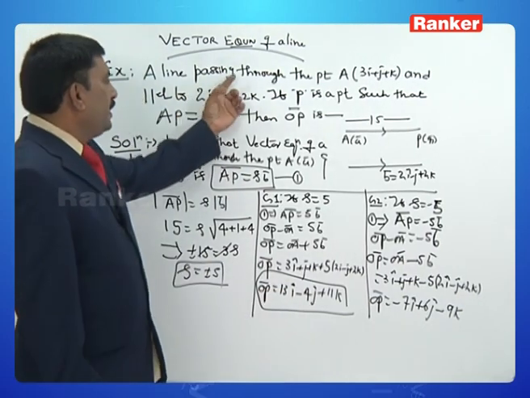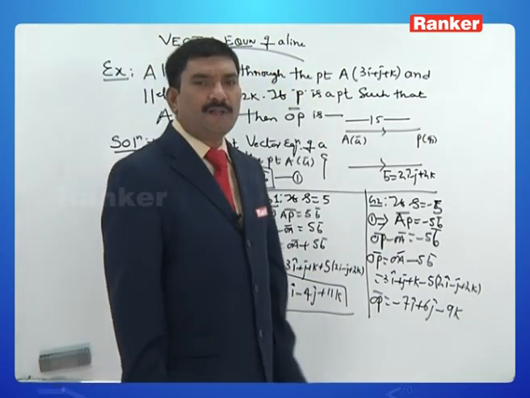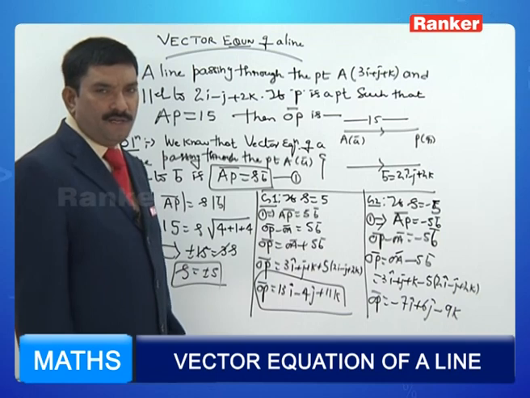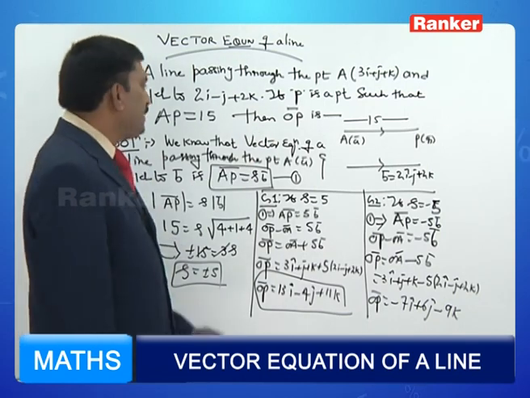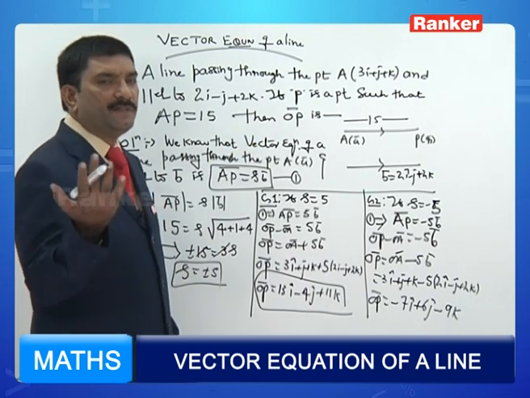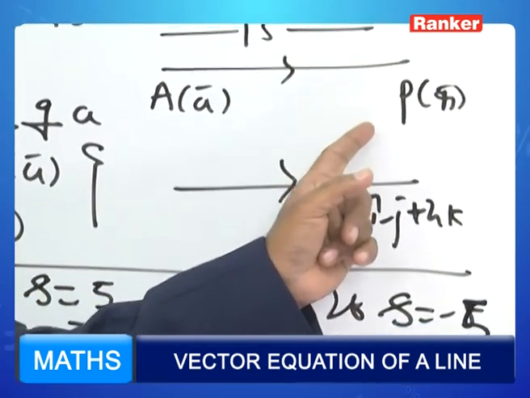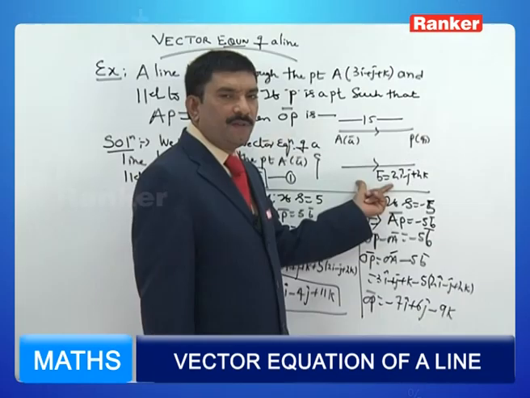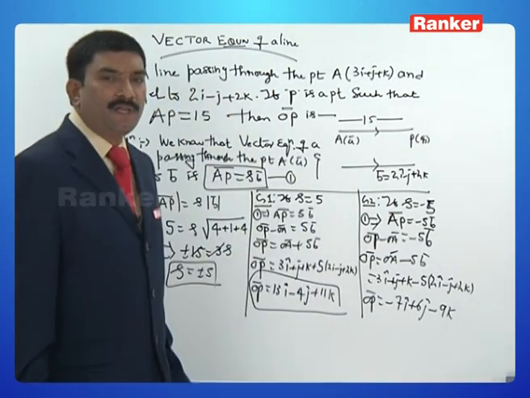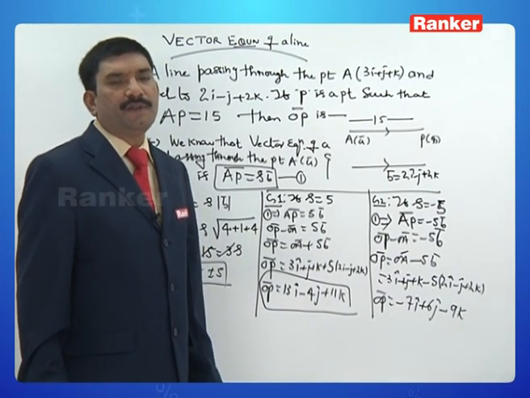So therefore, what he has given is a line passing through the point A, whose position vector is 3, 1, 1, and parallel to 2i minus j plus 2k. If P is a point such that AP is equal to 15, then OP is dash, that means the position vector of P is dash. The line AP passes through the point A, parallel to vector B bar. It's parallel to vector B bar, and he has given the length of the segment AP, so it's 15. Under the condition 15, we are supposed to find the position vector of the point P.